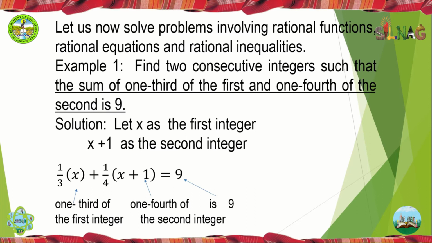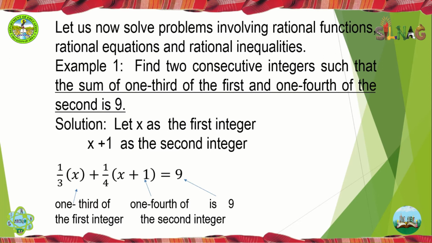But since we are looking only for consecutive integers, therefore, we represent the first integer as x and the second integer as x plus 1. Then next, we have to formulate the equation. The underlined phrase in the given statement, the sum of 1/3 of the first and 1/4 of the second is 9. So you are going to translate this into an equation.